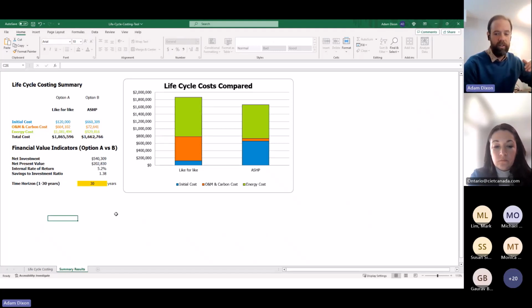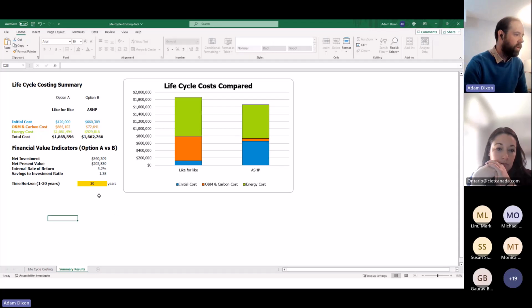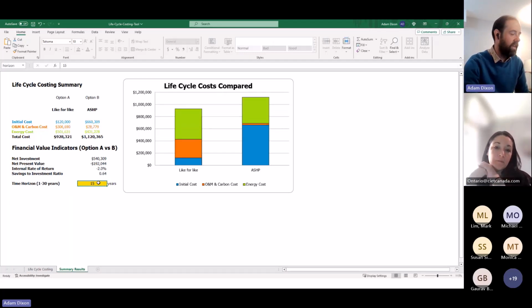All those metrics meet the rules of thumb. We want a positive net present value. We want a high internal rate of return, the higher the better. A 5.2 on any investment that I have is pretty good. And we want a savings to investment ratio where we pay back more than we invest. We could also reduce that and say we want to do 15 years. You can see how that works. And if these heat pumps were only to last 15 years, maybe this isn't the best project.